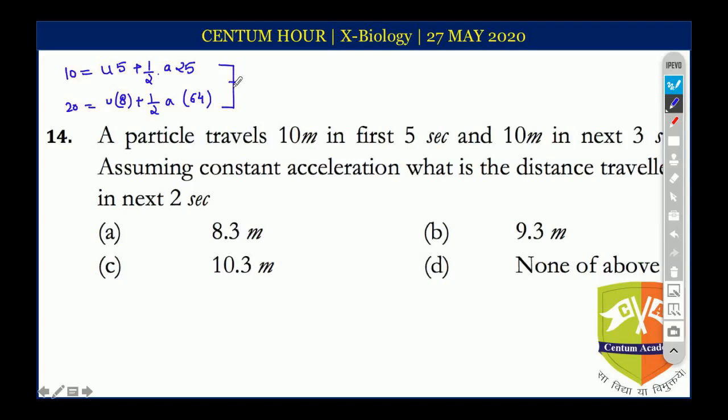Now, quickly, what is u and what is a? You know these things, right? You want me to solve? No. Jagrav, I hate you. Chalo. So it will be 20 in the first equation, okay? Is equal to 5u plus 25a. And second equation, 40 is equal to 16u plus 64a. Y or N?